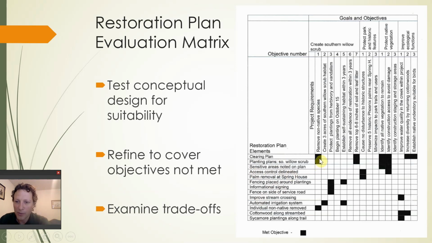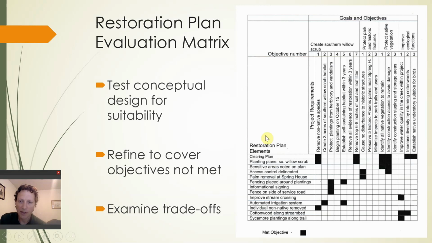And then what you do is you fill in the boxes where each of these restoration plan elements intersects with a project requirement. So for example, remove non-native species. Where is that addressed in the restoration plan map? Well, the clearing plan addresses it, the planting plan addresses it, and the individual non-native removal part of the plan addresses it. And a restoration plan, I should say, is not just a map, but it's materials that come with the map that describe everything you're going to do.